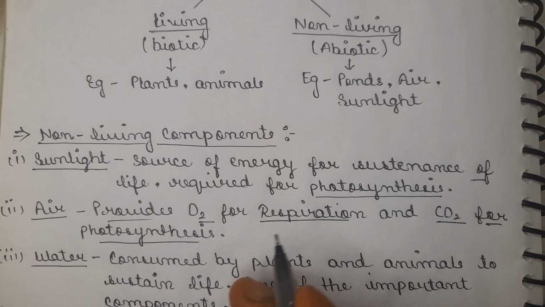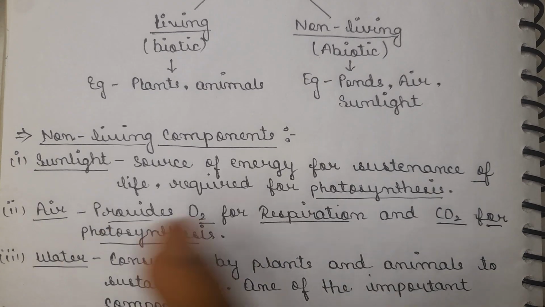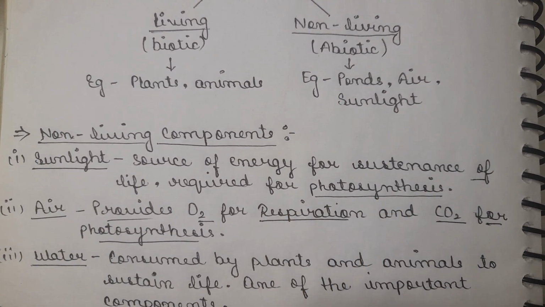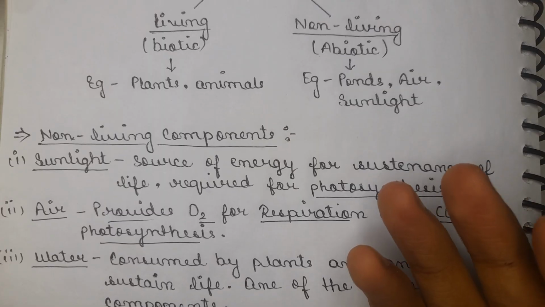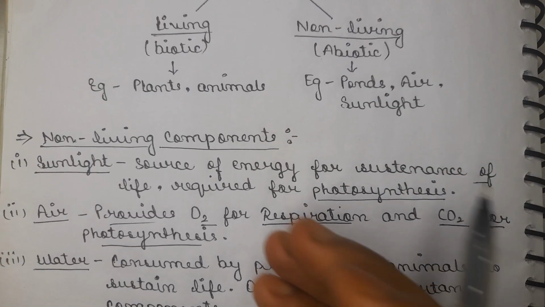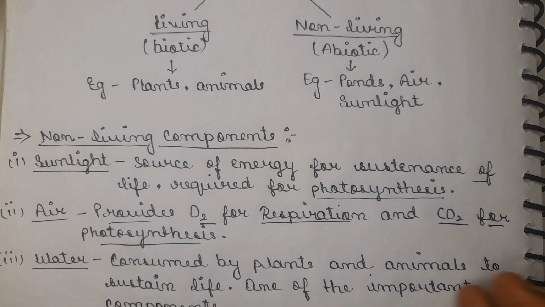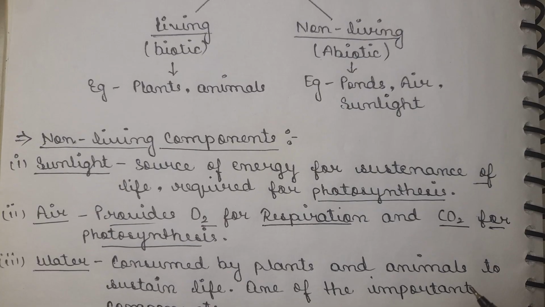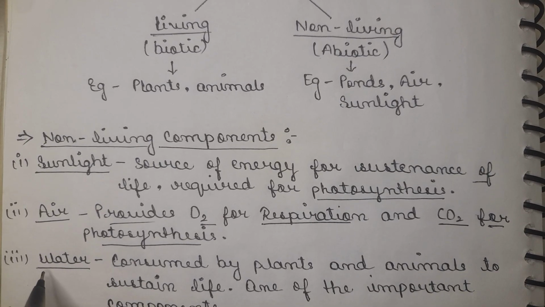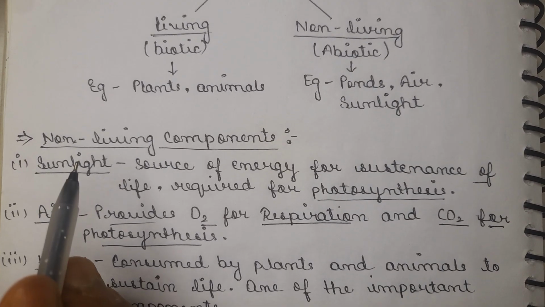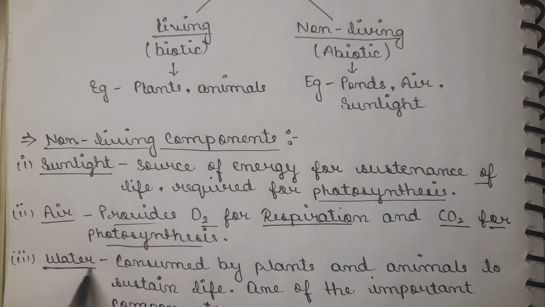It also acts as a medium to disperse seeds and pollen grains from one area to a different area for the pollination process in flowers. The third important non-living component is basically water.